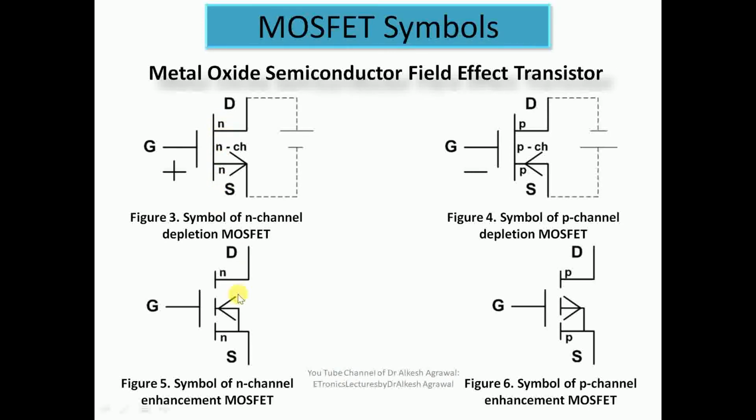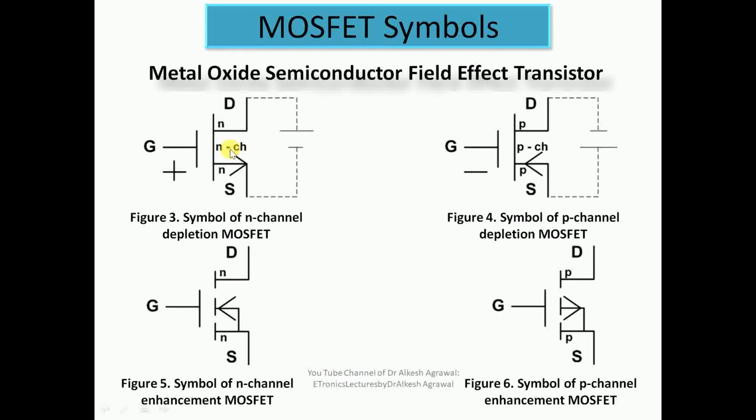So we have a continuous line, whereas in the enhancement MOSFET we have a broken line, which shows that initially there is no channel, but when we give a suitable voltage to the gate, there is a building up of the channel. That is why we have the name enhancement MOSFET: the channel is being enhanced. Here the channel is being depleted, which is already present inside the device.